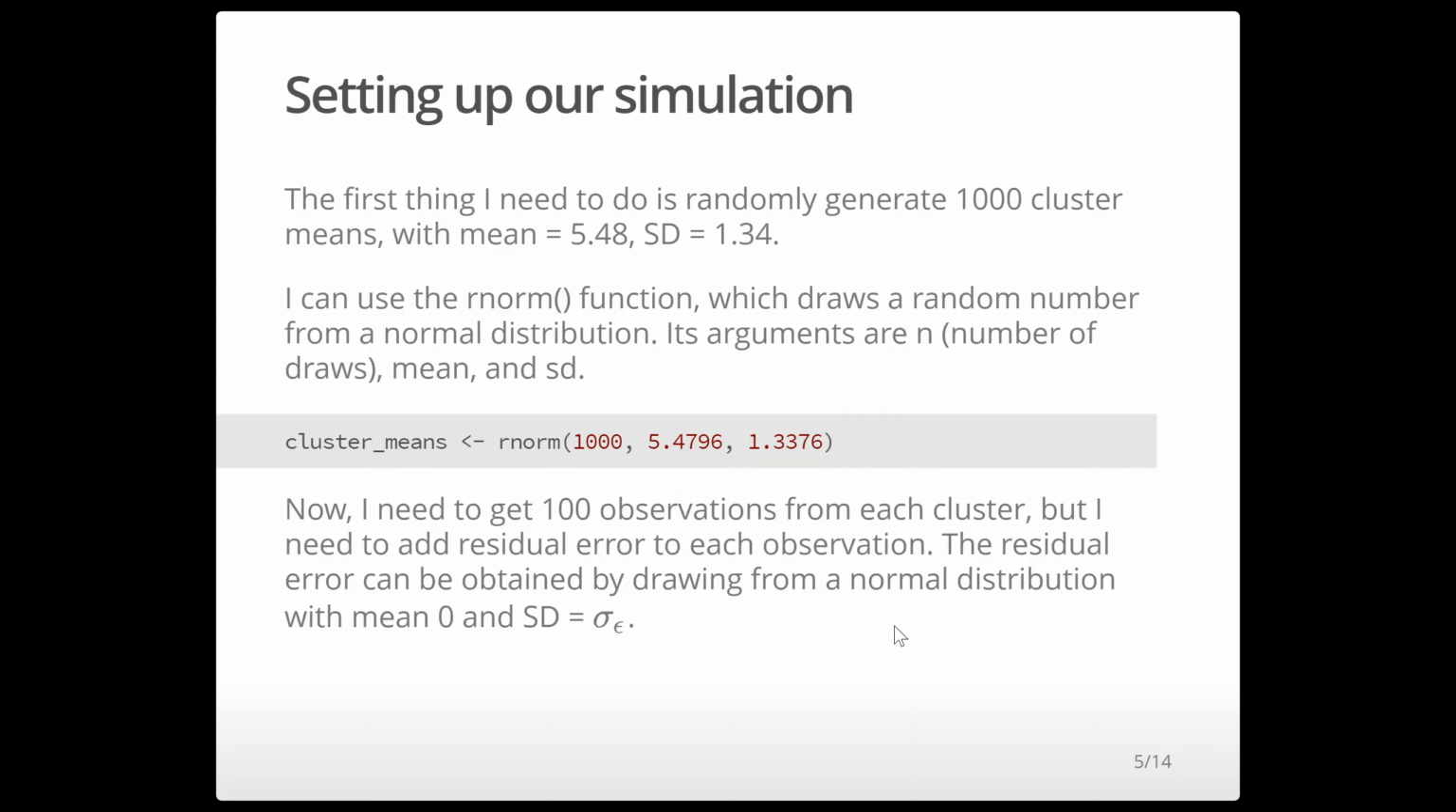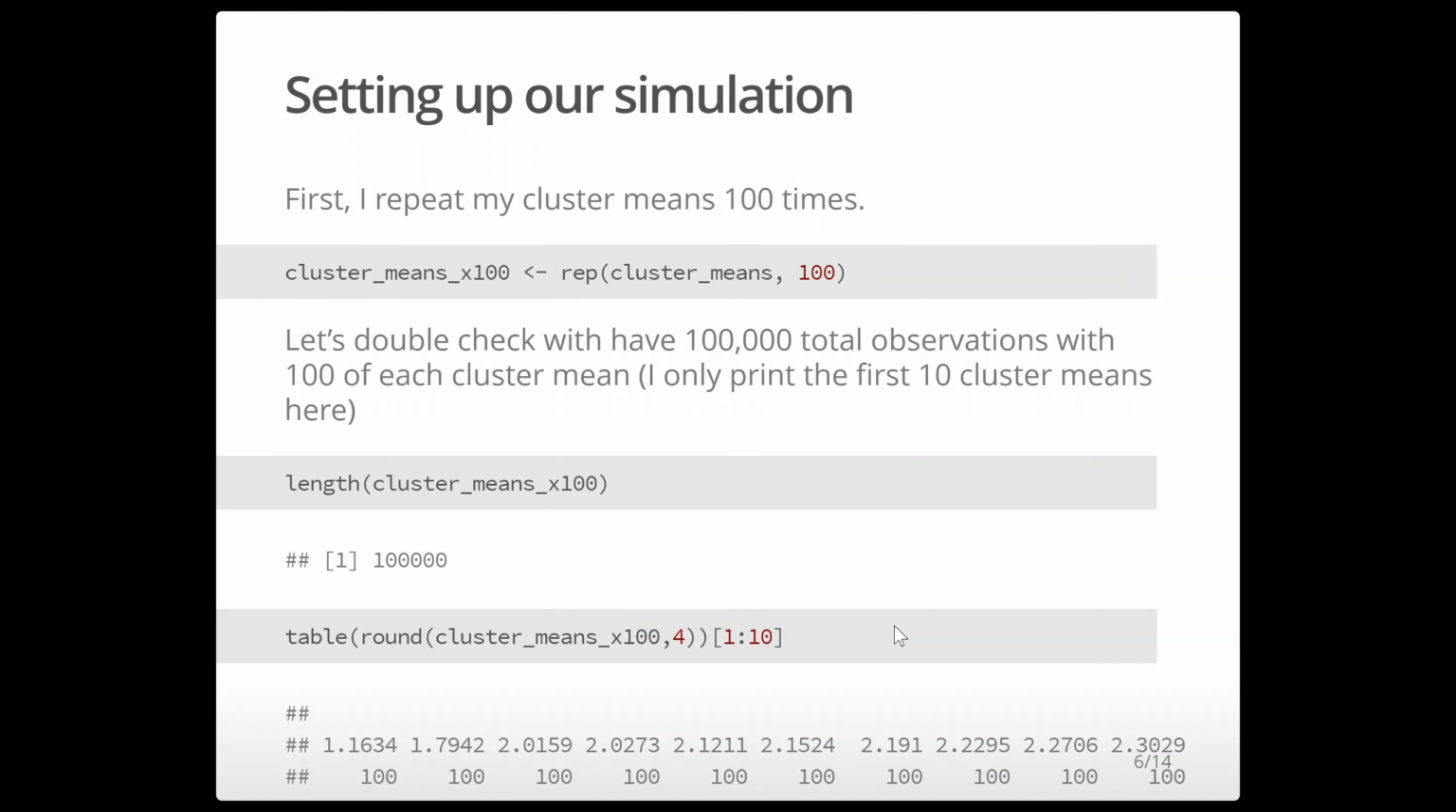I need to take these and generate 100 observations from each cluster, but I need to add residual error to each observation. That can be obtained by drawing from another normal distribution, this time with mean 0 and standard deviation equal to sigma epsilon. So the first thing I'm going to do is repeat my cluster means each 100 times. This should give me a variable that has each of my cluster means repeated 100 times. So it should be a length of 100,000, and I check that here to be sure. Now this has a length of 100,000, and it should have 100 observations of each value.